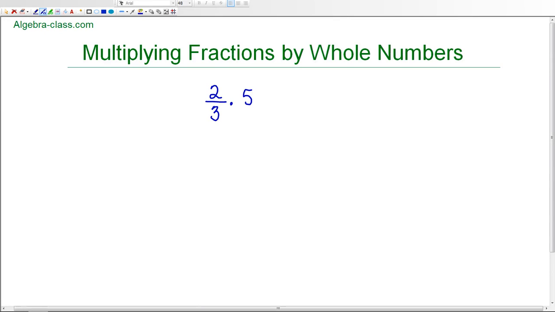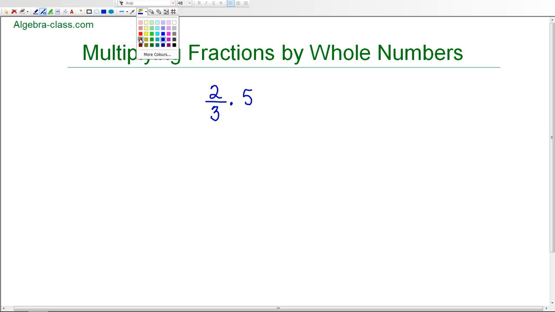In this lesson, we will multiply fractions by whole numbers. Multiplying fractions by whole numbers is pretty much the same as multiplying two fractions. What we're going to do is change our whole number to a fraction. So in our first example here, we have 2/3 times 5.